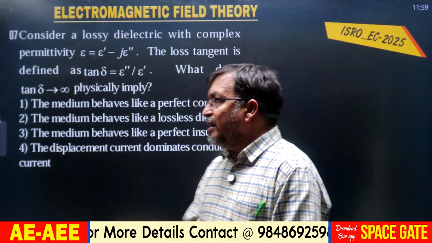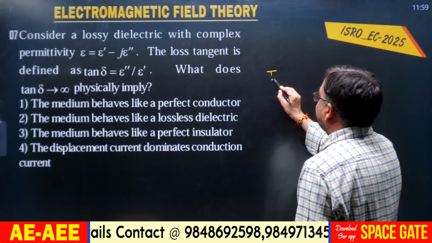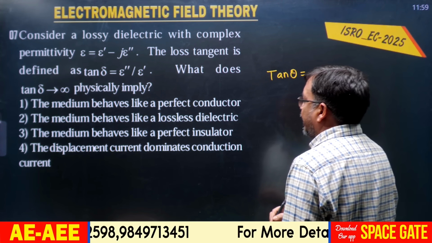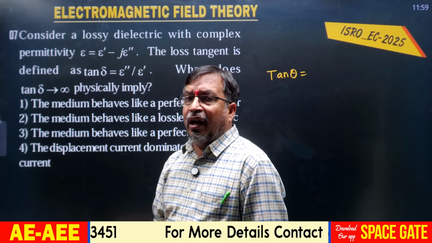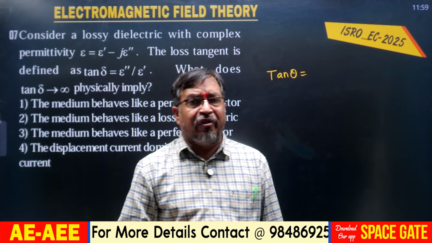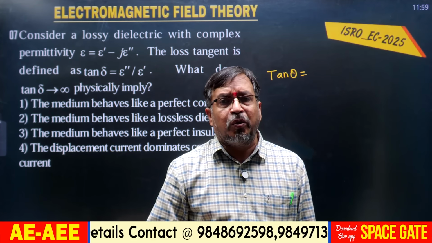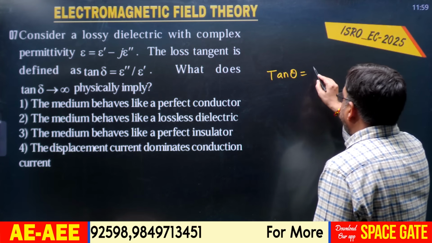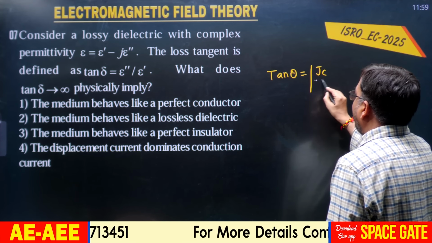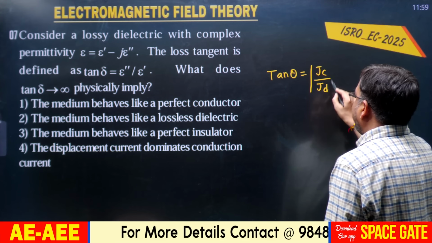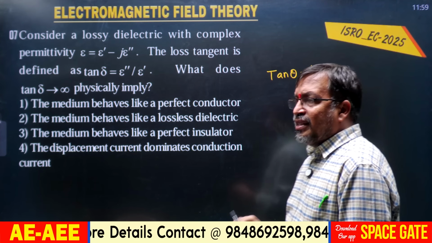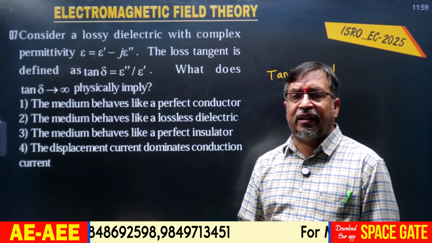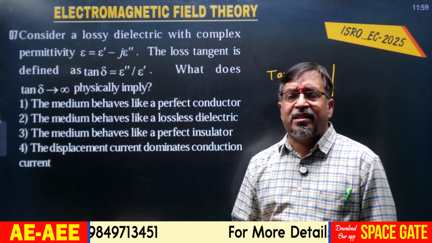Here this loss tangent is known as what? Tan theta. What is the definition of this tan theta? Loss tangent is the ratio of the magnitude of conduction current density to displacement current density. Tan theta equals what? Mod JC by JD. Mod means magnitude, because JC and JD are vectors. So the magnitude of JC, the conduction current density, over JD, the displacement current density. And what is the conduction current density formula?